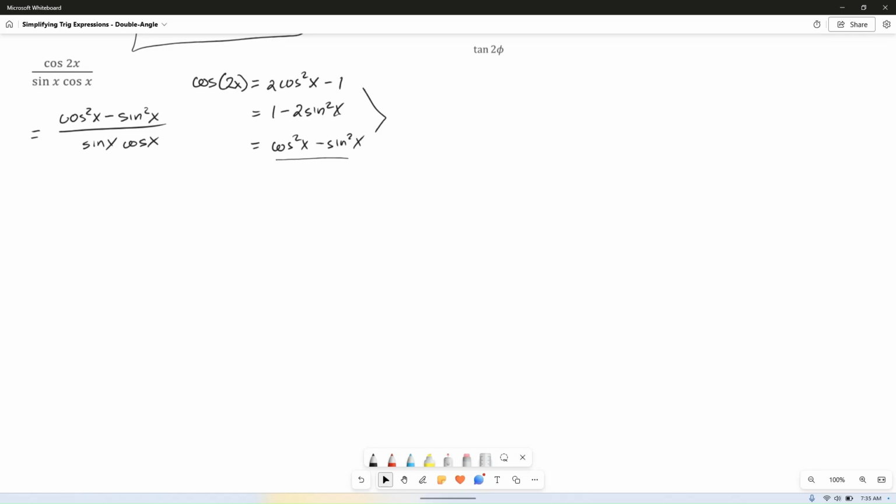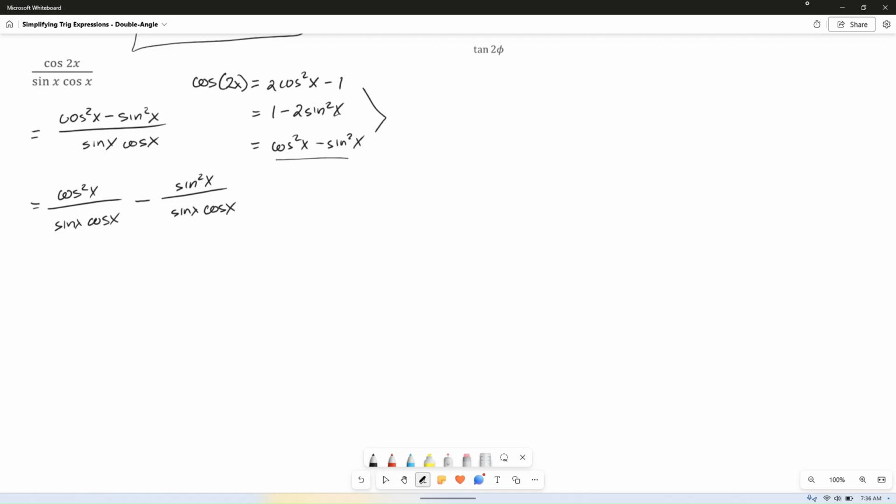We could also break the fraction apart, right? So we have a common denominator, and we have 2 terms in the numerator. So let's break those 2 terms apart across that subtraction. That means we're going to have the cosine squared x over a sine x cosine x minus the sine squared x over the same denominator, a sine x and a cosine x.